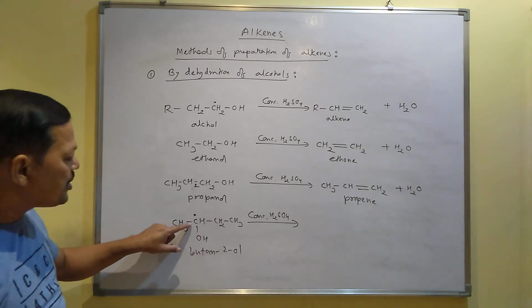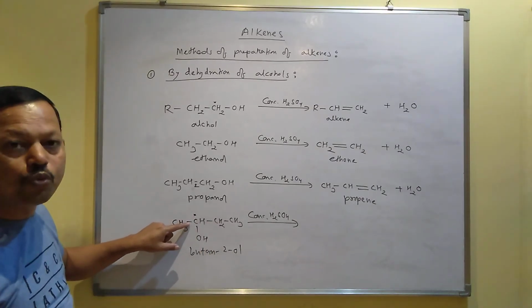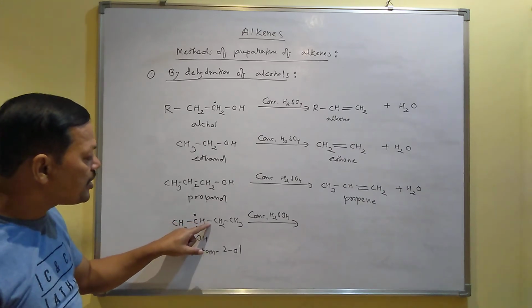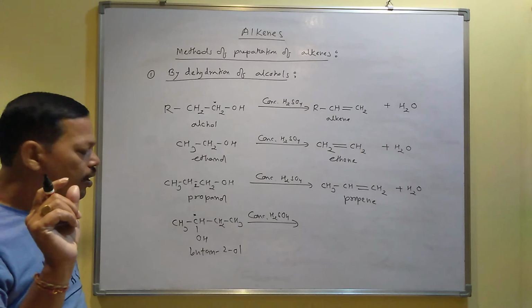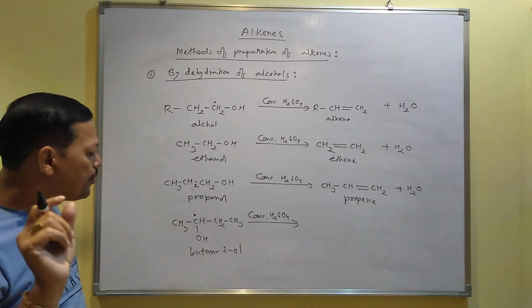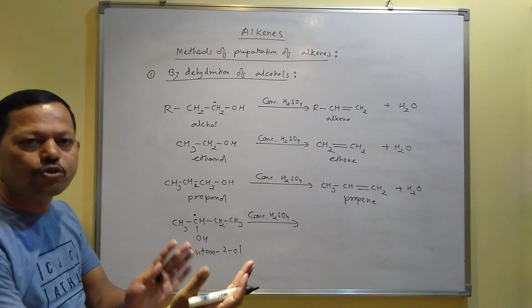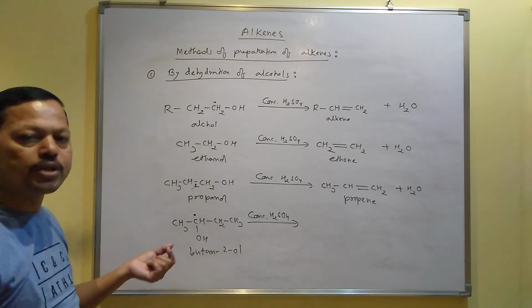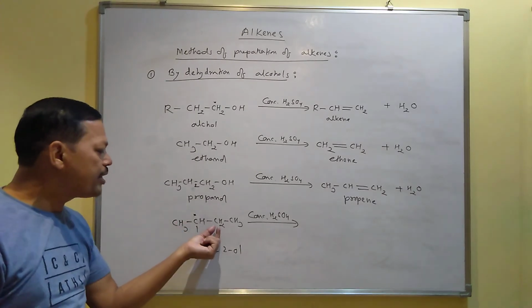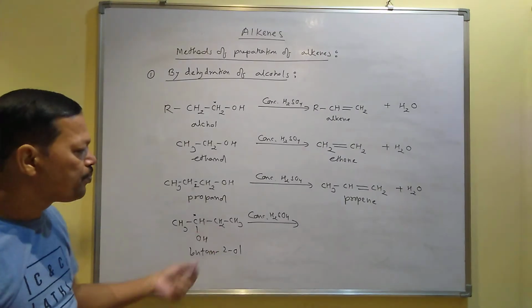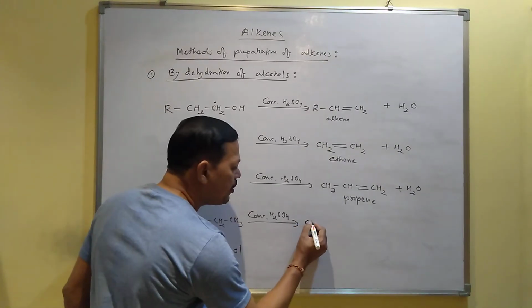If the double bond is present in this position, it is called but-1-ene. And if the double bond is present in this position, it is called but-2-ene. So there are two possibilities to get the product. You will get but-1-ene also, and you will get but-2-ene also, because you can remove hydrogen from this carbon also, and from this carbon also. That is why in this reaction you will get two products.